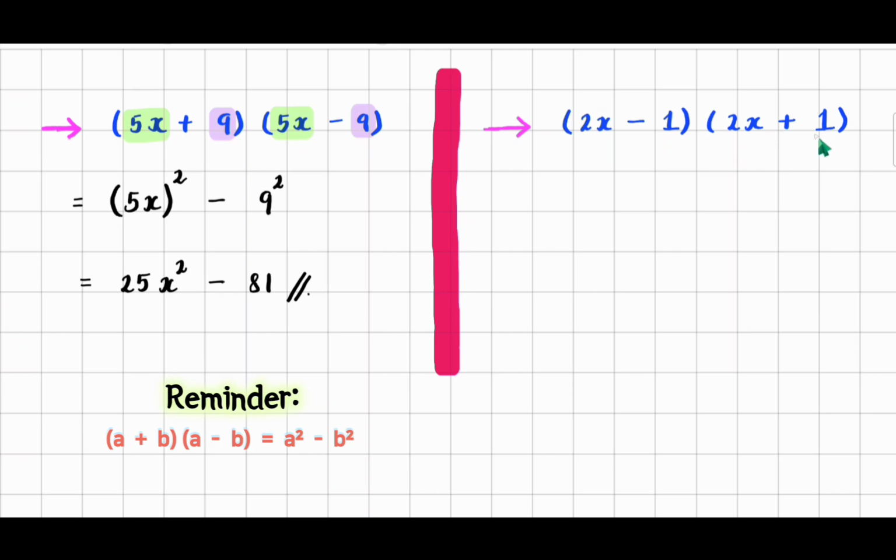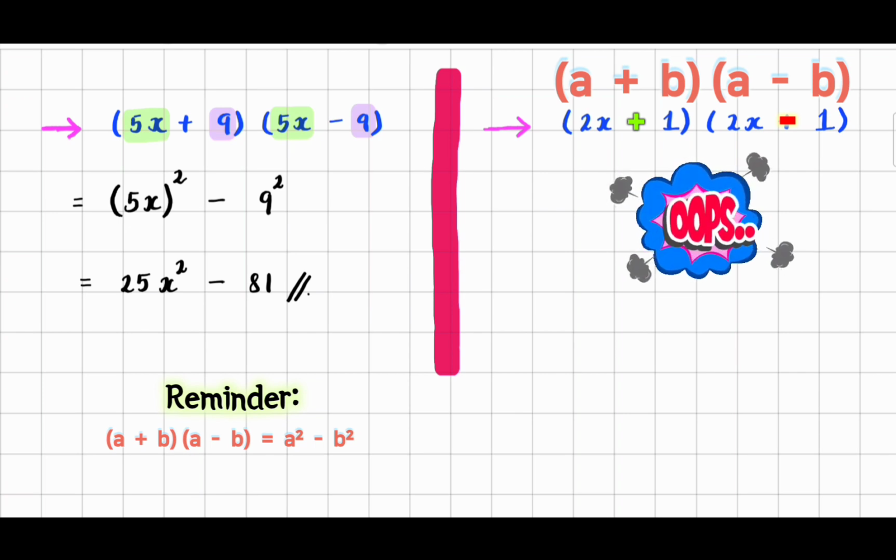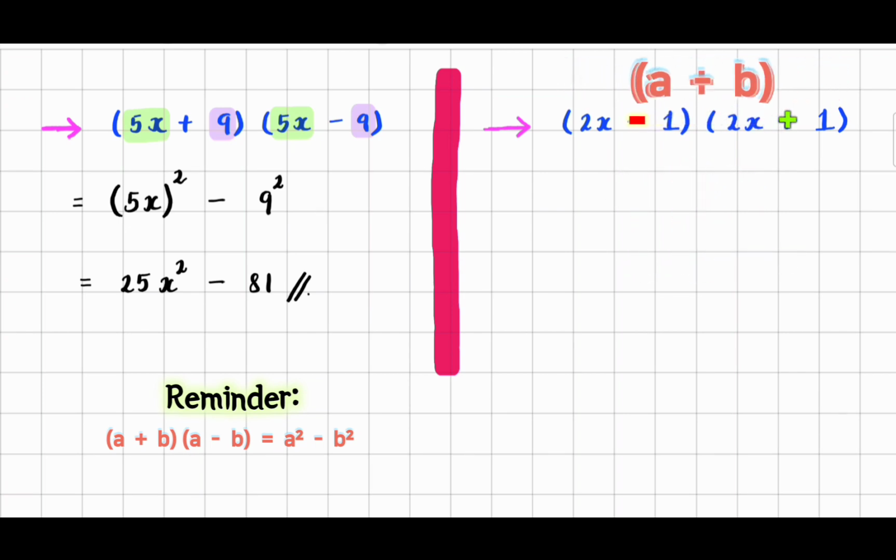So let's look at example number 2. Now this one again, we have got a sum and difference. Oops. Okay, here we got a difference and sum. Actually, as far as this case is concerned, the sum and difference and the difference and sum are the same. You know why? Because there is a multiplication sign between them. And remember that multiplication is commutative.